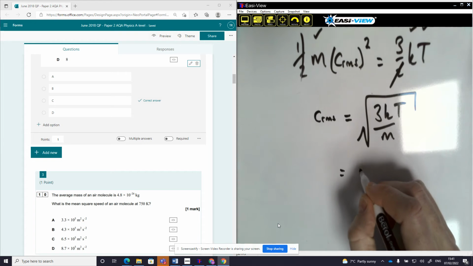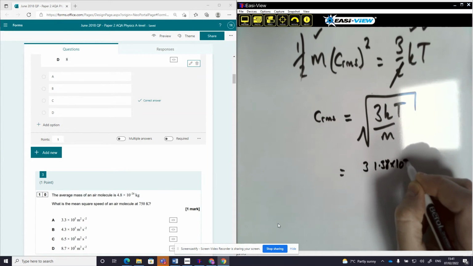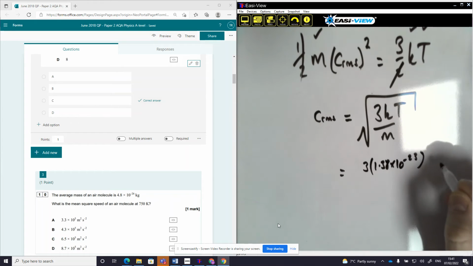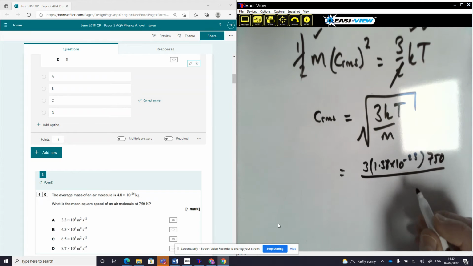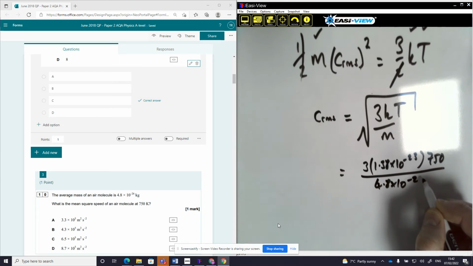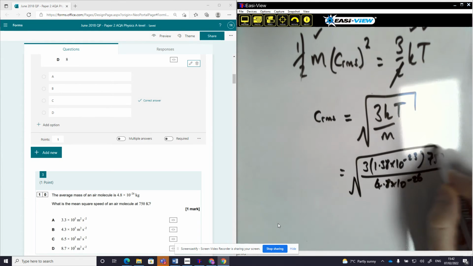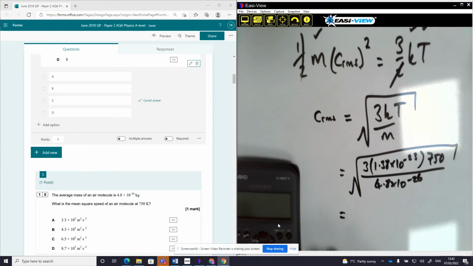So we've got 3 lots of 1.38 times 10 to the negative 23, multiplied by the temperature. It needs to be absolute temperature, so 750, and we're given it as absolute temperature. And then the mass needs to be in kilograms, and it is. It's 4.8 times 10 to the negative 26 kilograms. And all of that square rooted. People make a mistake of forgetting to do the square root, so let's make sure we don't do that.